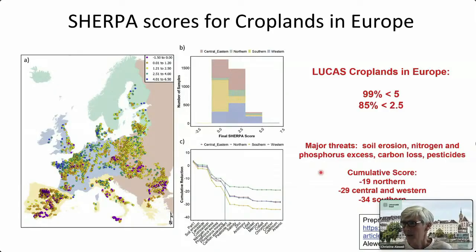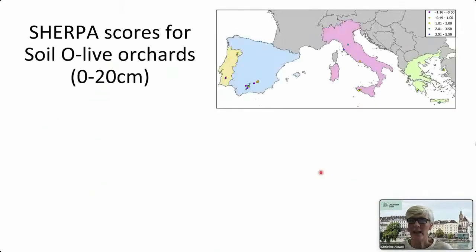So how does this compare to the olive orchards? We evaluated the olive orchards of the Soil O Life project, the EU Horizon Europe project, for the upper soil. Here you see in the map the distribution of the orchards. We have some in Portugal, some in Spain, some in Italy, and some in Greece. We do have some in Morocco, but we excluded that for this evaluation because the Sherpa is actually made for European soils, and I wasn't really confident to just apply it to Morocco, but we could look into that later.